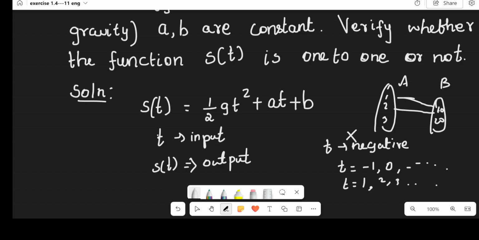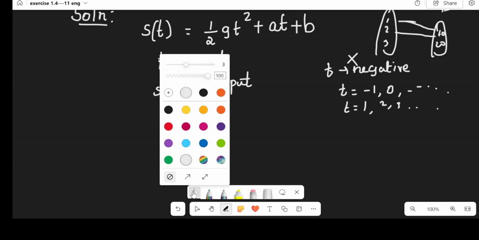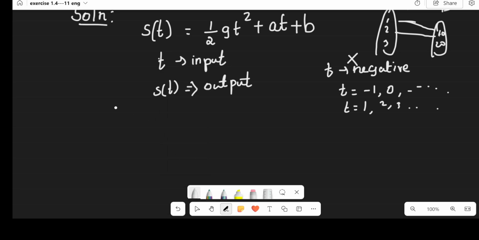So I'm going to take three numbers one by one. First one, next two, next three. Okay, and we are going to check whether we are getting different values for s of t, that is the distance, every time, whether we are getting different distance or not. That's the concept. Now I am going to apply t is equal to 1 in that formula.